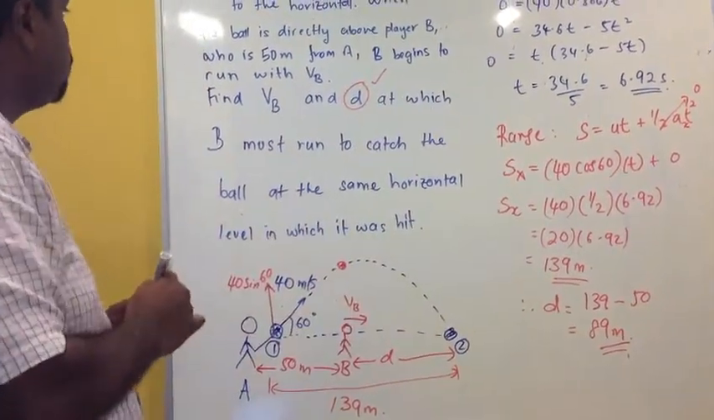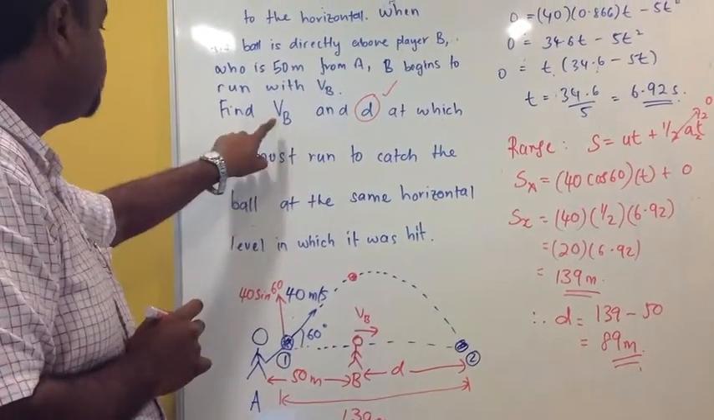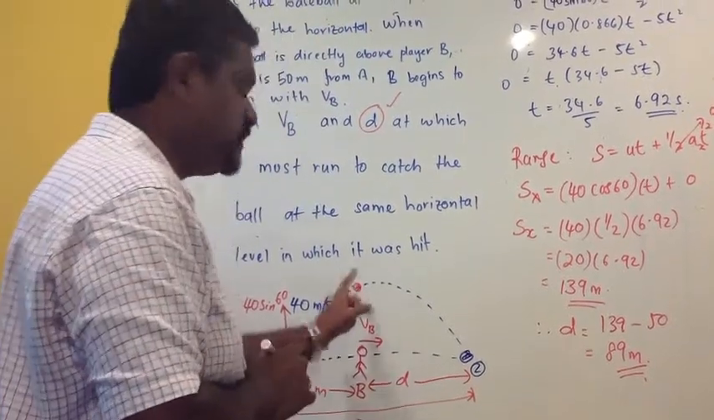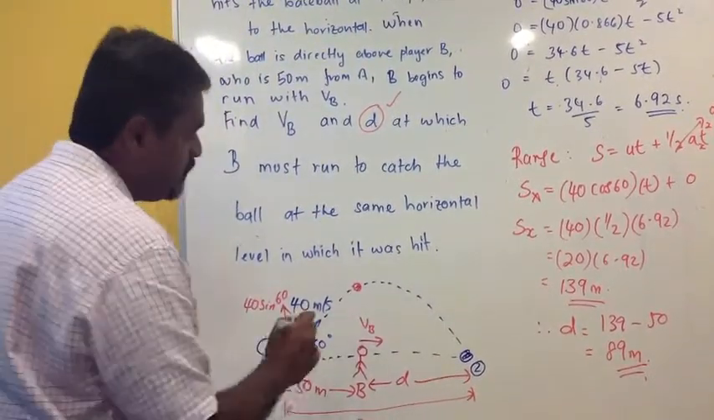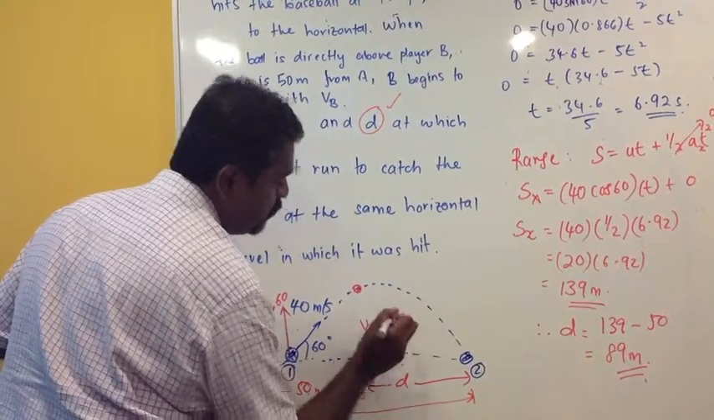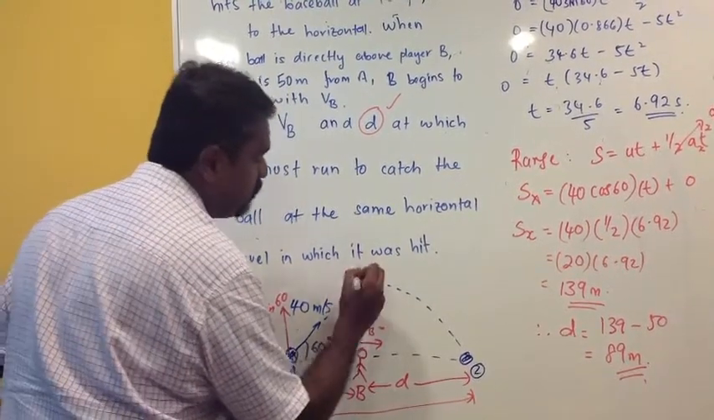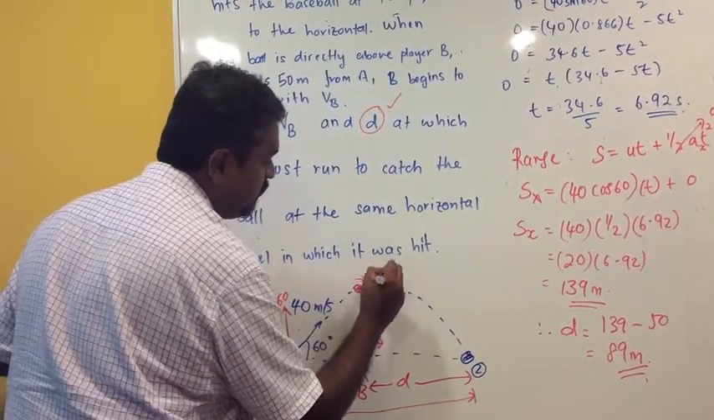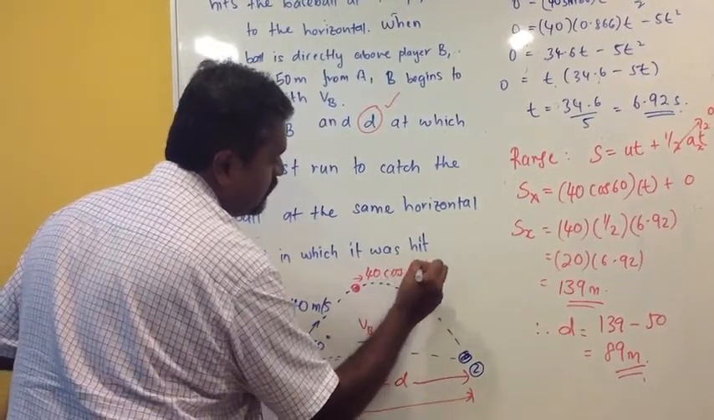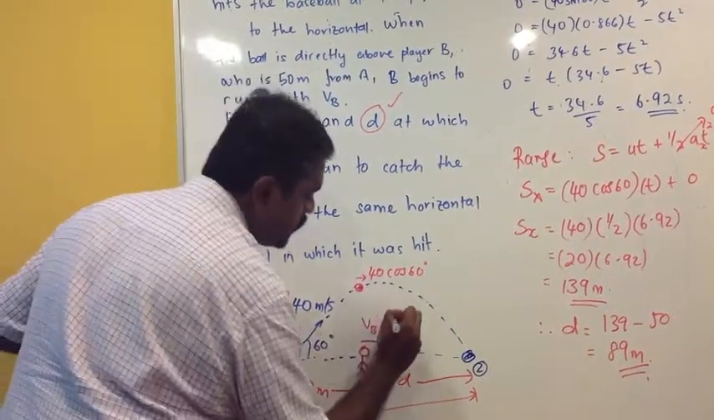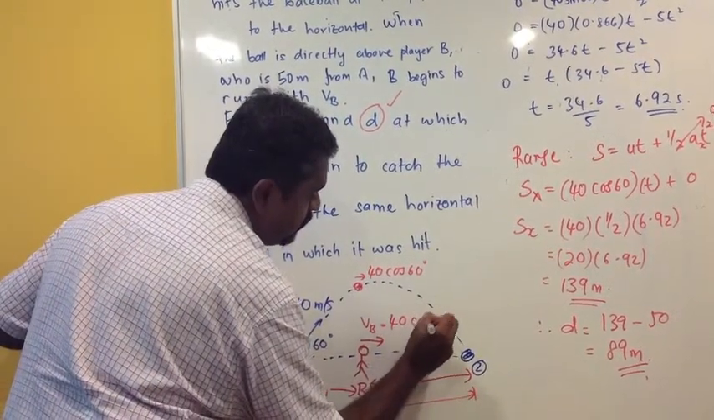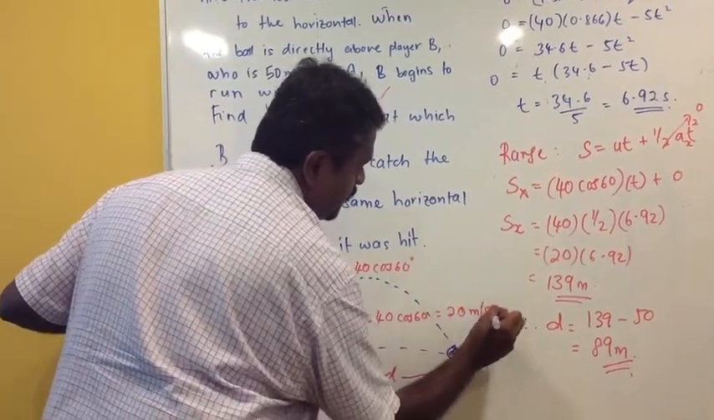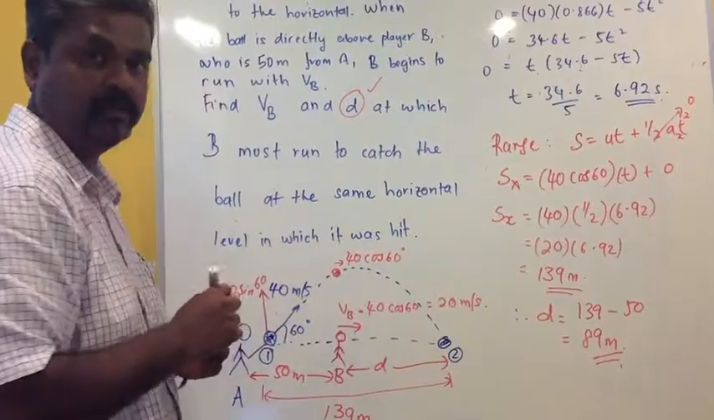Okay, for the first part of the question, to find VB, which is the velocity at which this guy should run to catch this ball, the answer is simple: this guy should run with the same horizontal velocity at which the ball is travelling. Since the ball is travelling at a constant horizontal velocity of 40 cos 60 degrees, this guy should also run at a constant horizontal velocity of 40 cos 60, or simply 20 meters per second, to catch the ball at point 2. Thank you.